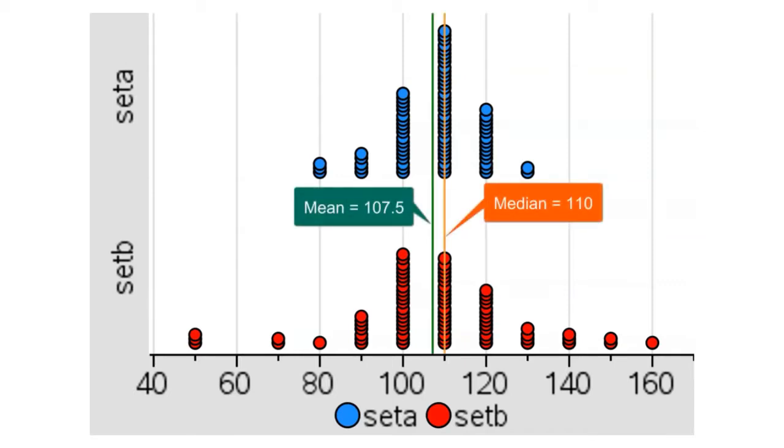Where this really gets interesting is when we compare two dot plots. Both of these dot plots have a mean of around 107 and a median of about 100, or actually exactly 110 calories per serving. But there's something totally different about these two sets, something that the center, the measures of mean and median, cannot explain. Do you see what the difference is?